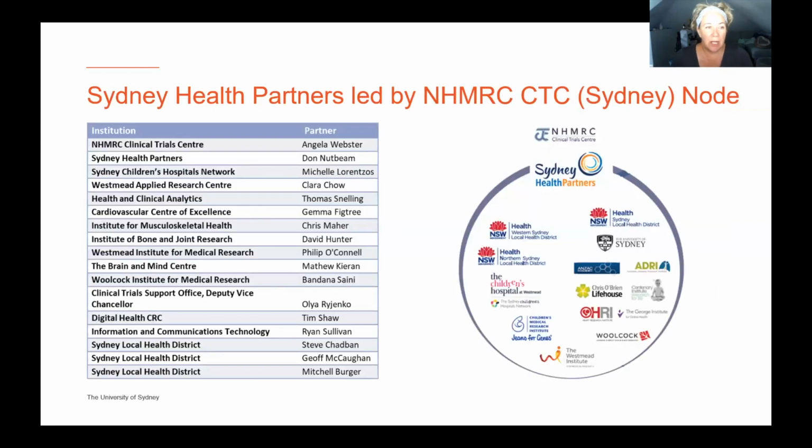So the node that I coordinate is known by its nickname as the Sydney node, but really originally it was the Sydney Health Partners node led by the NHRC Clinical Trials Centre at the University of Sydney. So you can see why we shorten it. And on the left here is the list of the original partners I brought together to try and pitch to become a node for the HASANDA process.